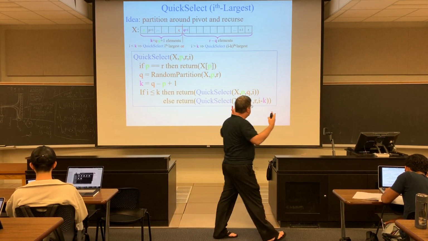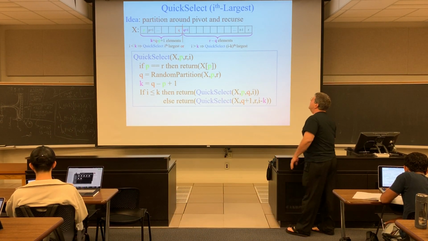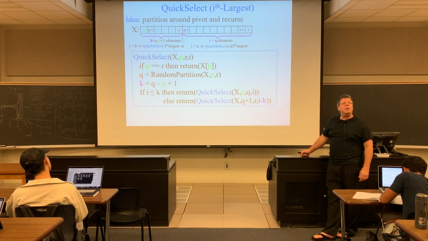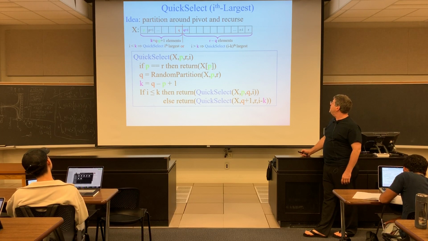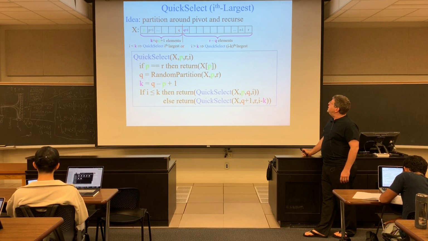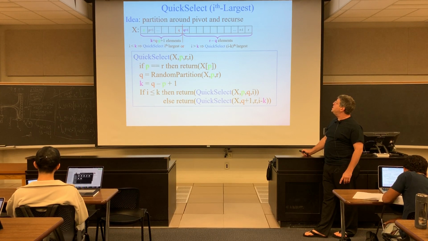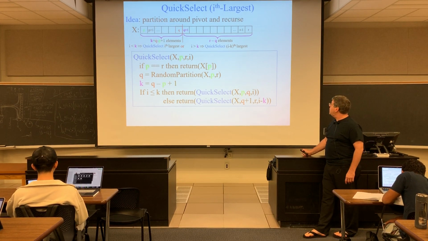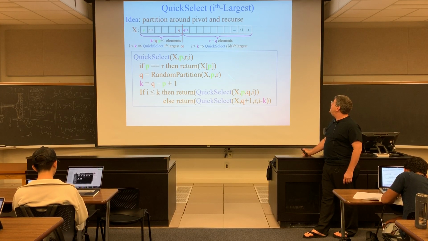Okay, so now the partition just splits the array around this pivot element. Which pivot element? The one that we picked randomly. Doesn't matter which one in each case. And here's the two cases. If I is less than K, we're looking for the ith largest, and there's K elements here, and K is bigger than I. That means the ith largest we're looking for is in the first portion of the array. So we recurse on the first portion. We recurse on the array X from P to Q, and we're looking for the ith largest.